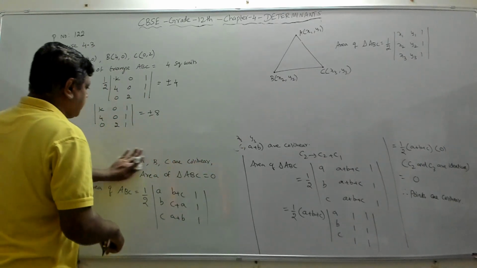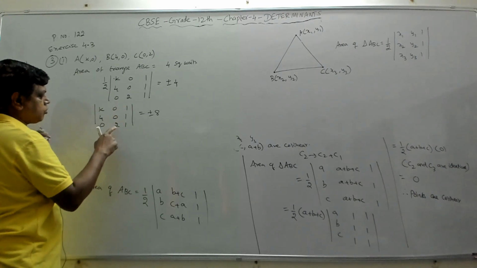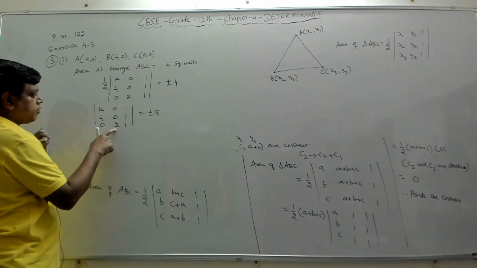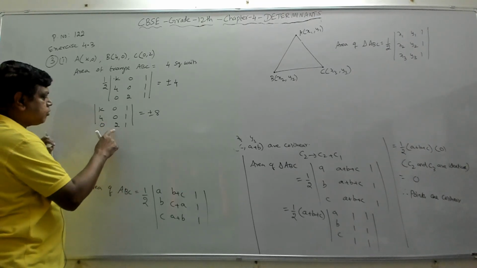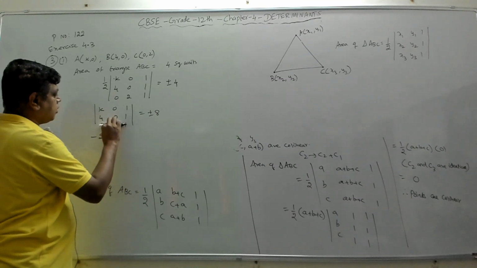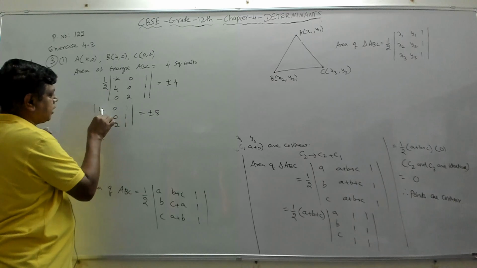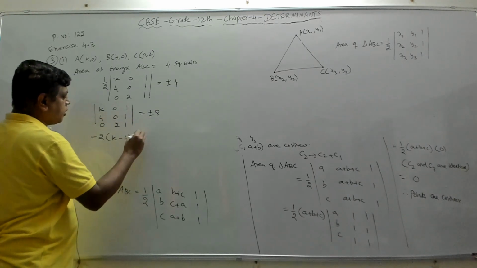Now if you try to expand the determinant, we can expand along C2 because it has the maximum number of zeros. So we'll take only this one. This position is a32, 3 plus 2 is 5, negative. So I should put minus, then this 2. Then I have to close this particular row and this particular column. I'll get K into 1 is K, minus 1 into 4 is 4, equal to plus or minus 8.